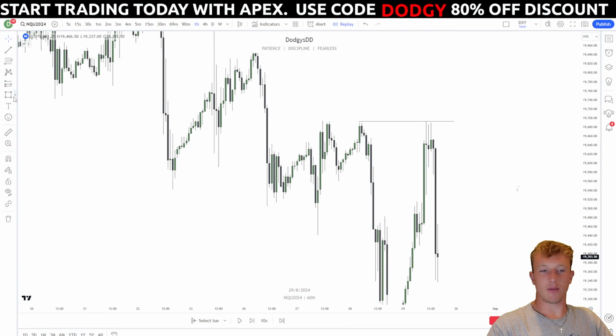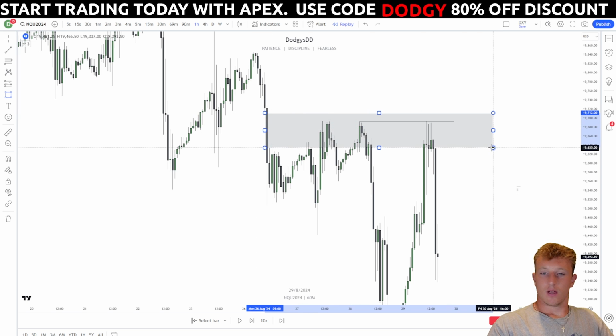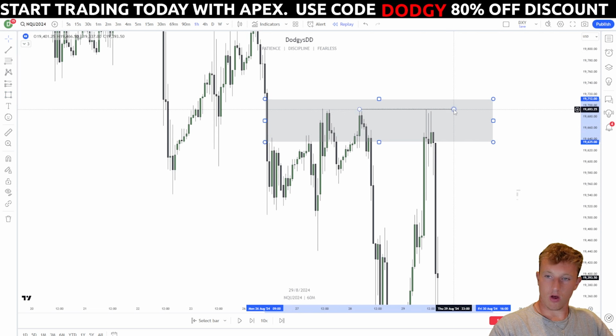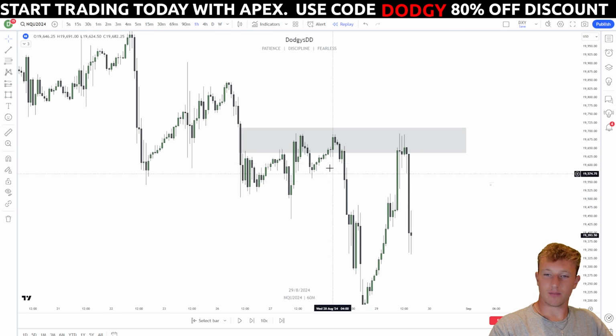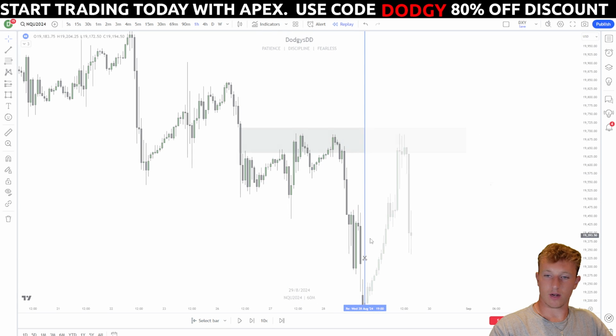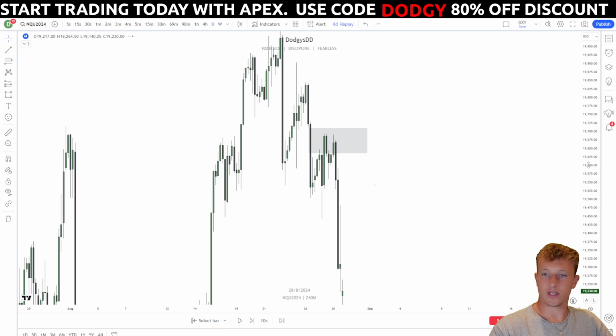Last but not least, we have a bearish fair value gap right here. Now, I know what you're thinking. You're like, oh, well, the daily chart probably tells you the same thing. Okay, well, if I go in the replay mode and I go right here in the daily candle, what does the daily candle tell me?